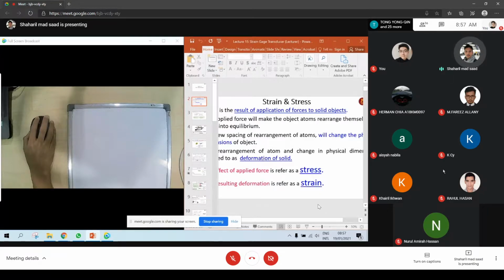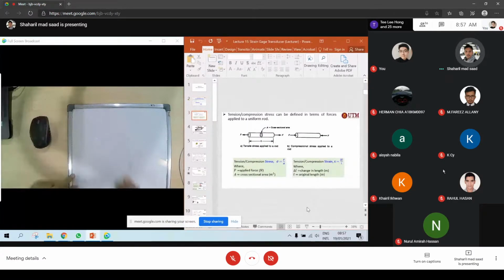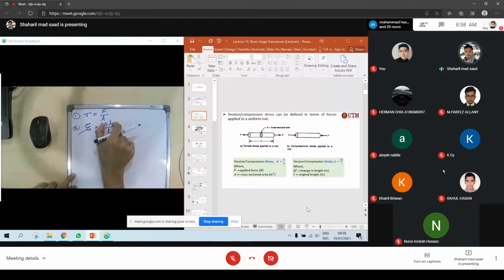Alright, strain gauge transducer. Stress and strain, so this one I repeat. In this chapter, you just need to remember all the formulas. First is stress, and the symbol is sigma. When you apply some force to an area of an object, we call it stress. After that, the result is a strain, which is equal to the difference of L, delta L, over L.